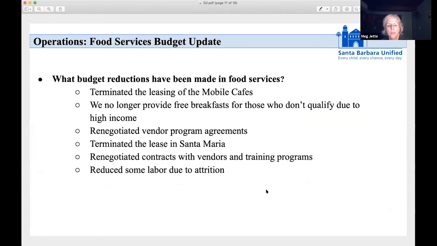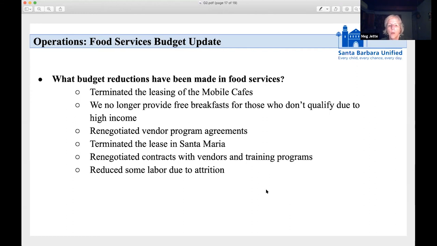Thank you, Matt. So, it's been a long time that we have had a structural deficit in food service, and then we got hit with COVID, which has made it worse, as Matt said. But I want you to understand that we have made reductions to our budget to help with that structural deficit. We've terminated the leases of our six mobile cafes. That leaves us two left, but the reason why we terminated the lease, they weren't being used as much. They were breaking down. They were over 200,000 miles on them, and we couldn't afford it anymore. So this year we'll save about $165,000 for that.